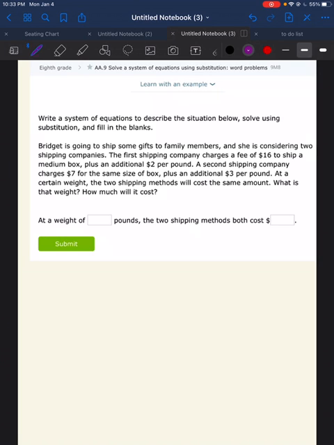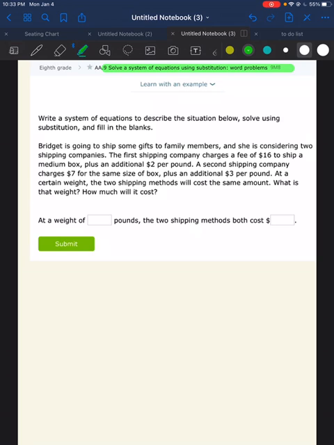Okay, so this is going to also be IXL 9M8, where we solve equations with substitution using a word problem. Okay, so I need to build 2 different problems and figure out what x and y are going to be.